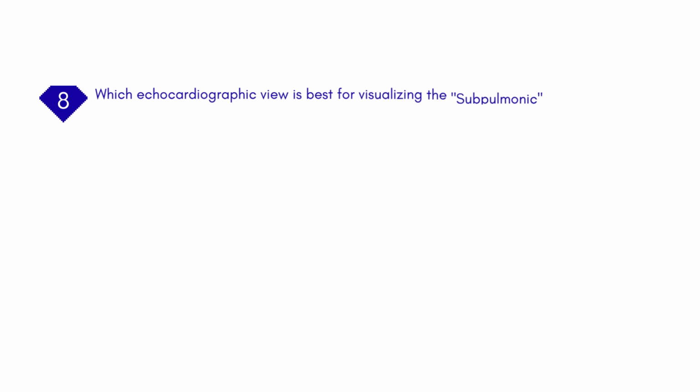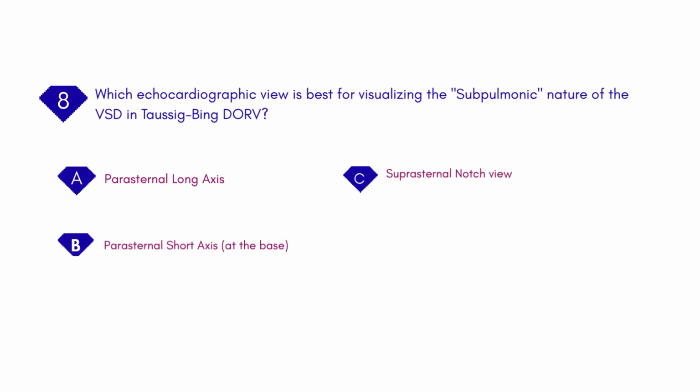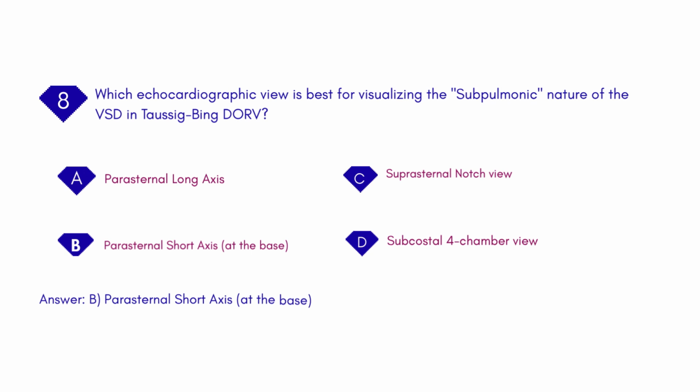Which echocardiographic view is best for visualizing the subpulmonic nature of the VSD in Taussig-Bing DORV? A. Parasternal long axis. B. Parasternal short axis, at the base. C. Suprasternal notch view. D. Subcostal four-chamber view. Answer: B. Parasternal short axis, at the base.